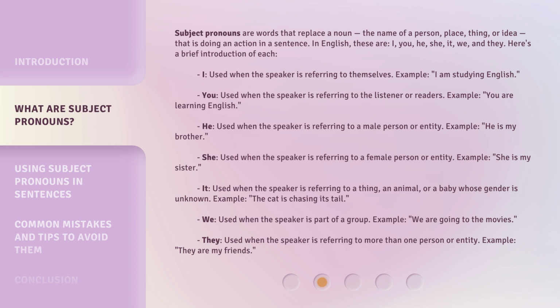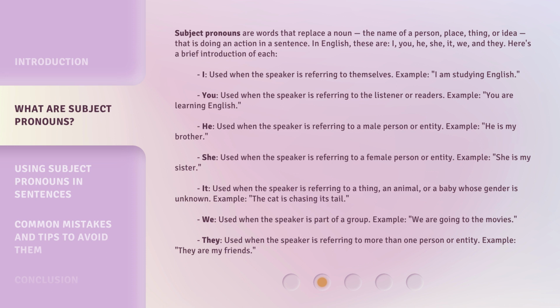She, used when the speaker is referring to a female person or entity. Example: she is my sister. It, used when the speaker is referring to a thing, an animal, or a baby whose gender is unknown. Example: the cat is chasing its tail. We, used when the speaker is part of a group. Example: we are going to the movies.